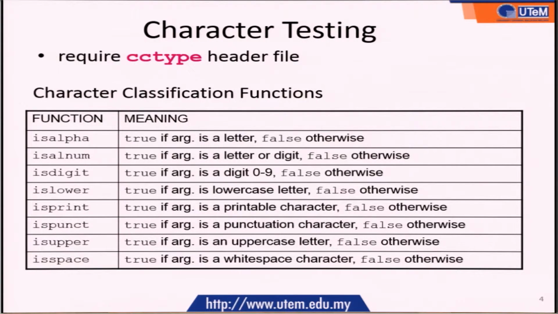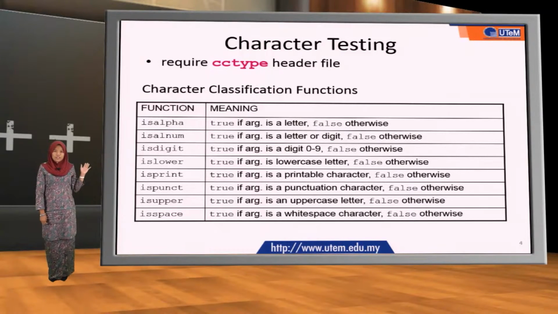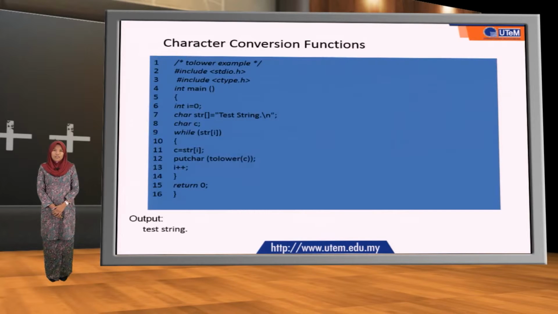First, character classification functions. They check whether the character passed as parameter belongs to a certain category. This slide shows the functions of character classification functions, whereas this slide shows character conversion functions, where the lowercase equivalent to c if such value exists, or c unchanged otherwise. The value is written as int value that can be implicitly casted to char.